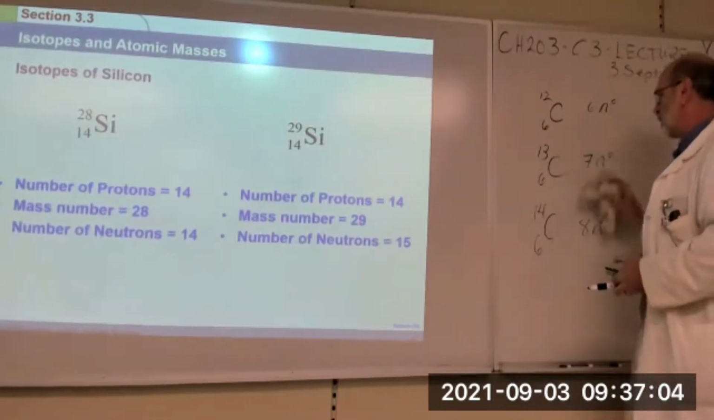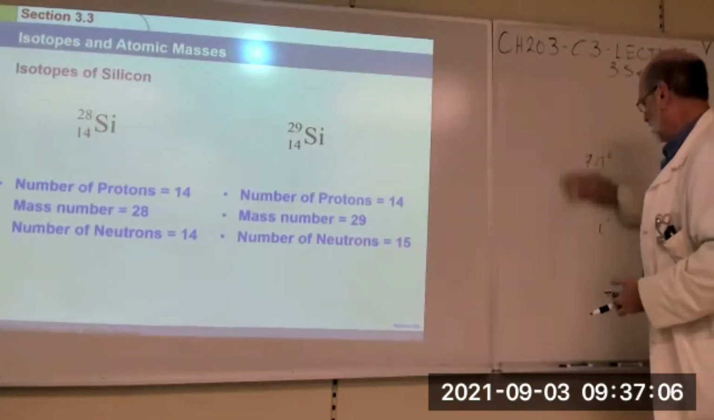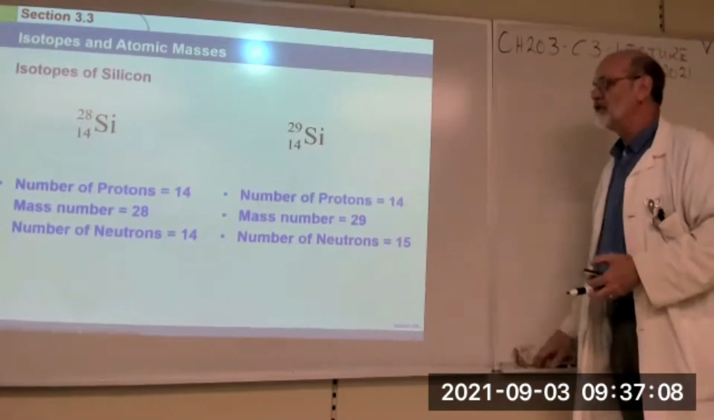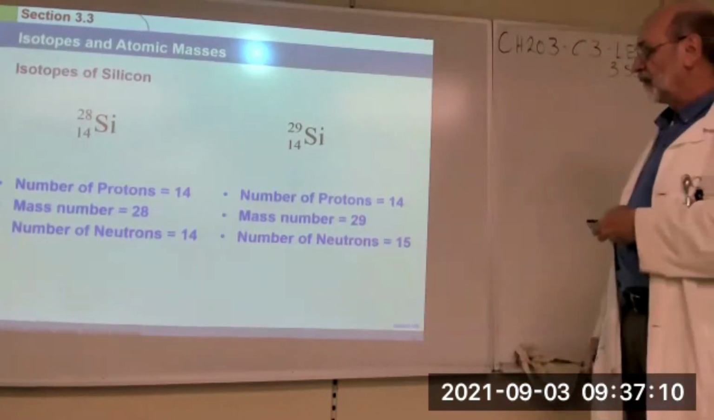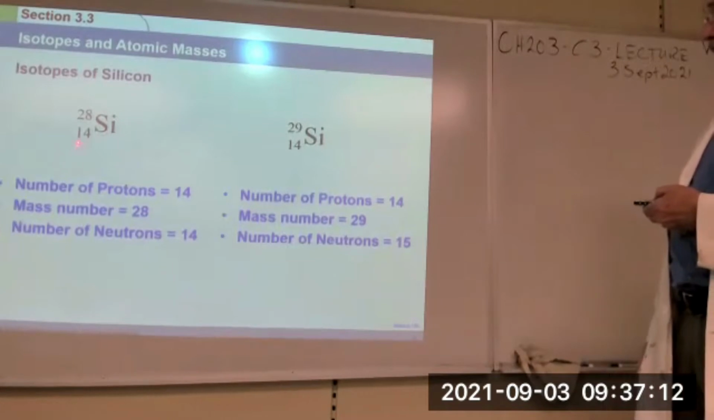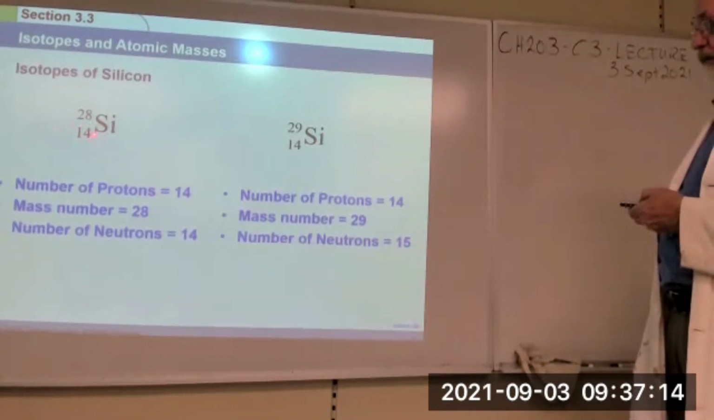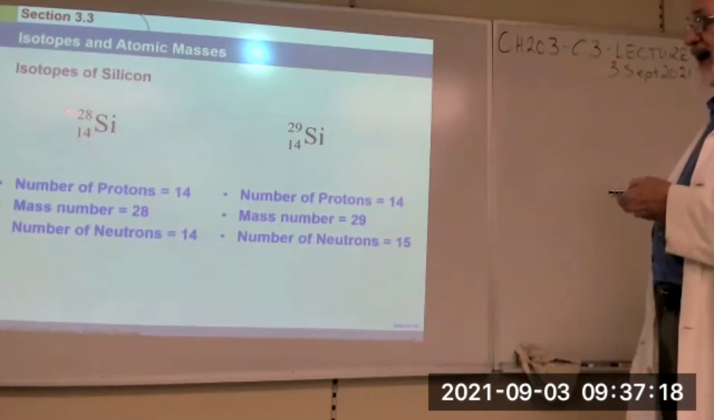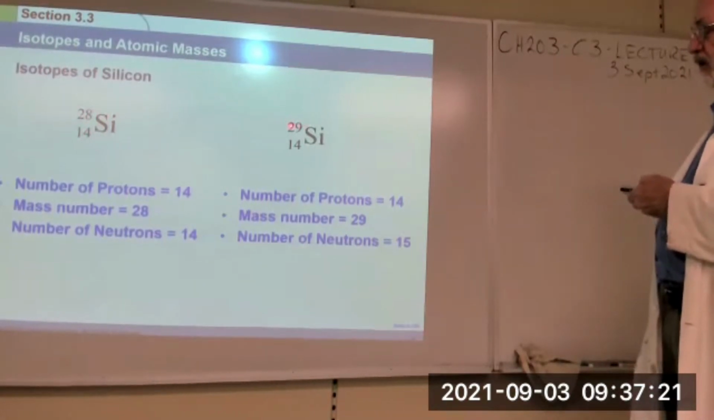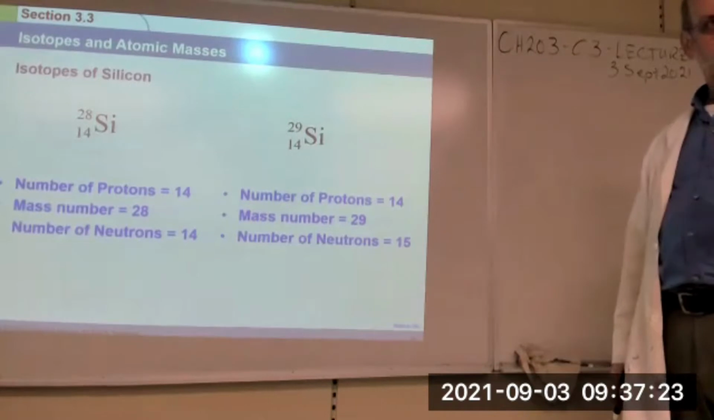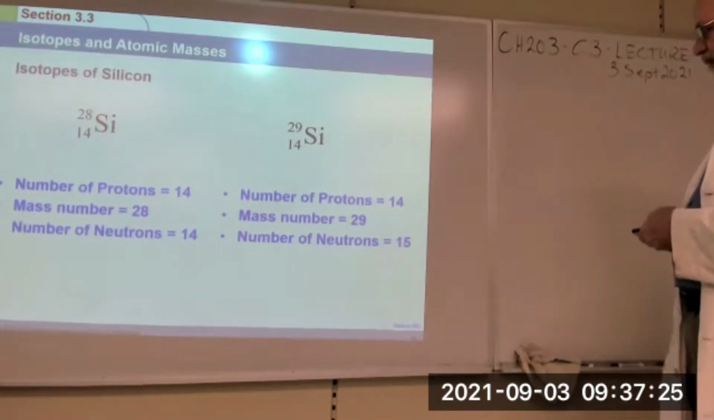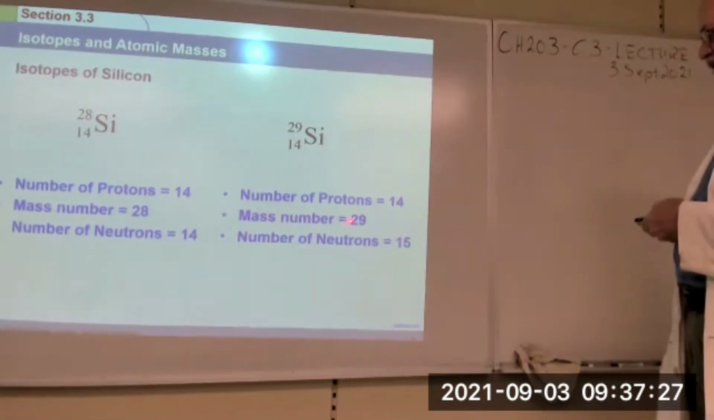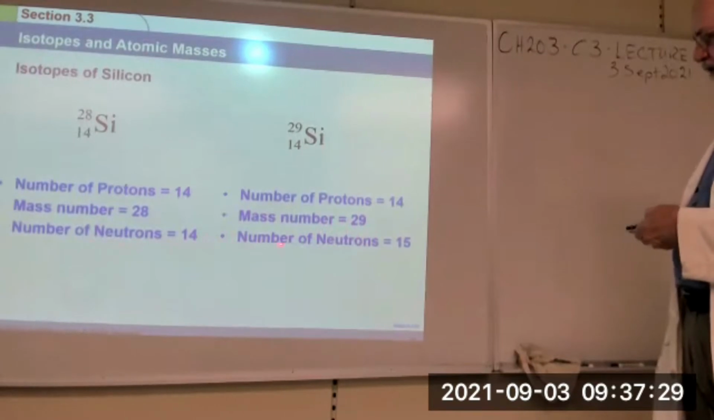Okay, so here's an example of silicon. And it's in 2 of its isotopes. Right? They always have the same atomic number, because that's the number of protons. And then the mass number will be different because of the different number of neutrons. Okay. So the mass number and the number of neutrons differ.